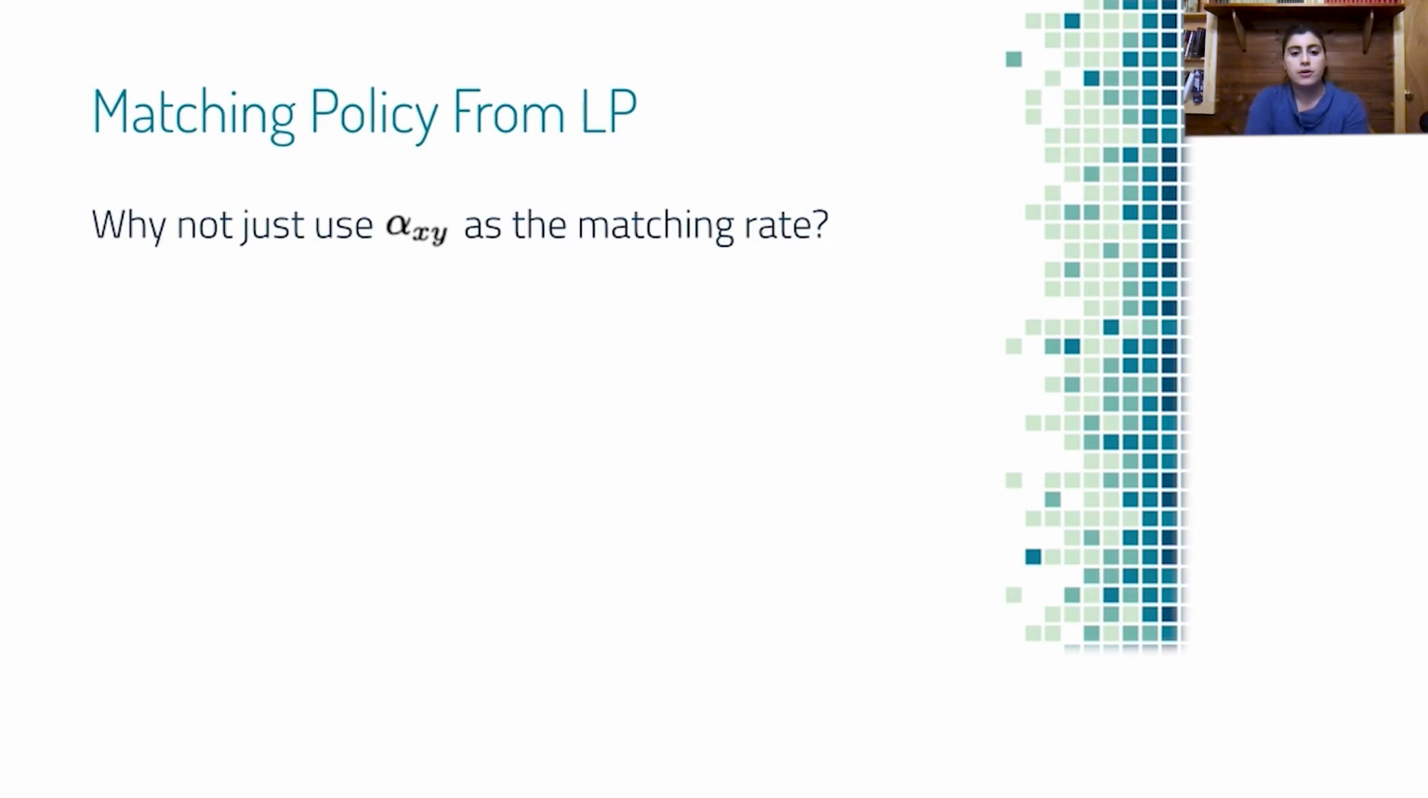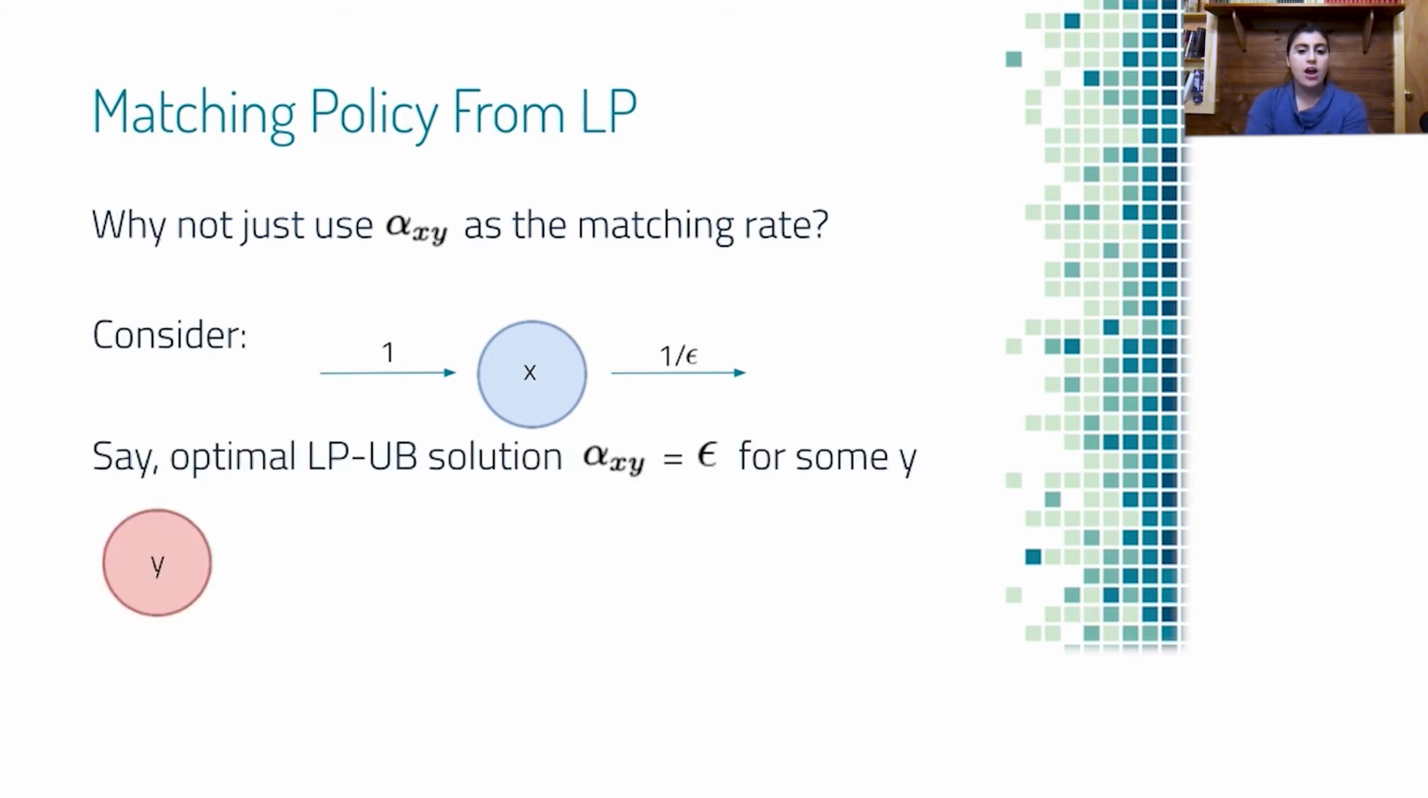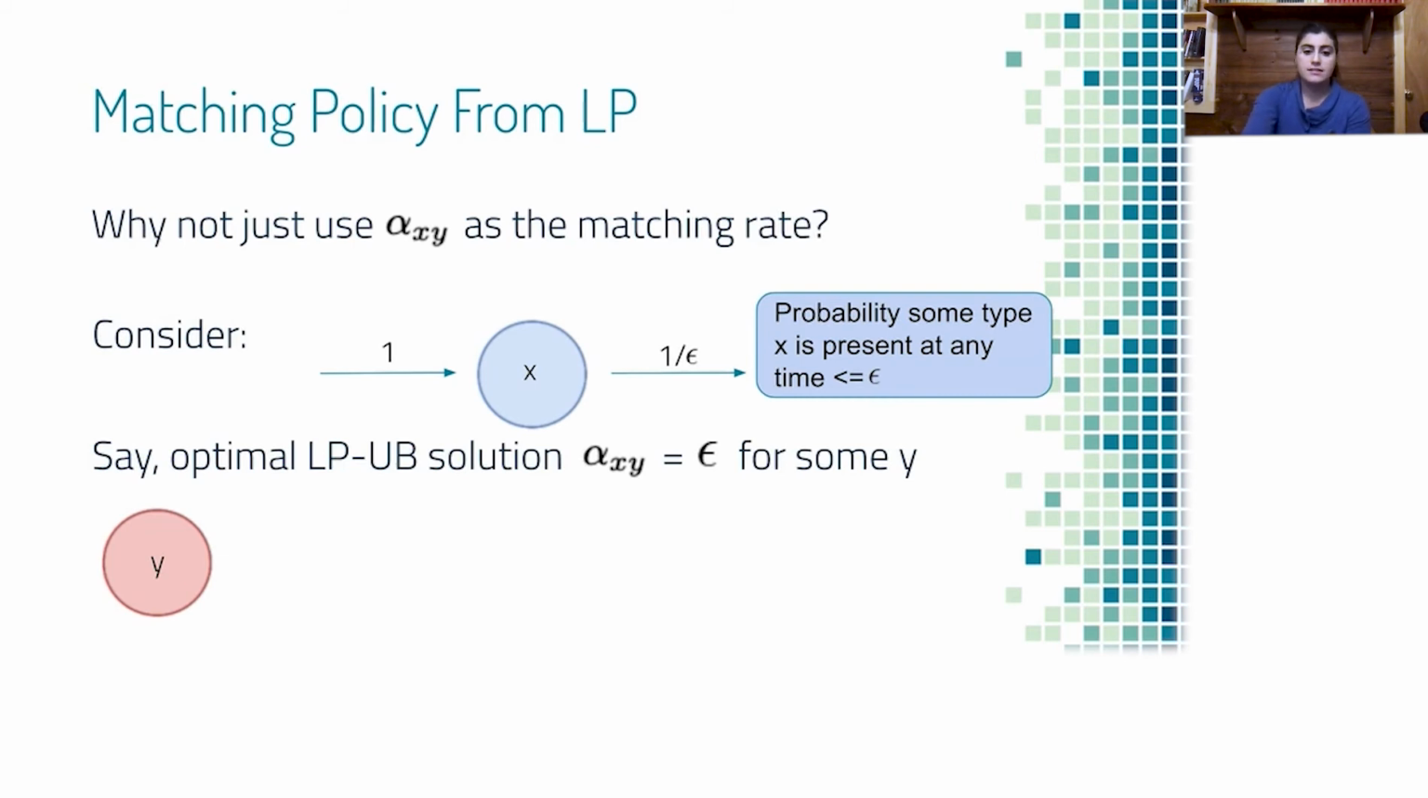So let me give you an example. Consider some type x that has arrival rate 1 and departure rate 1 over epsilon. So this epsilon, we can say, is very small, and so this x is departing much, much faster than it arrives. It's essentially a flash in the pan. Now say that we have an optimal solution for some model that has this x, such that for some other type y in the set of types, alpha xy equals epsilon. So the probability that x is present at a given time is less than or equal to epsilon. It's almost never there because it departs so fast.